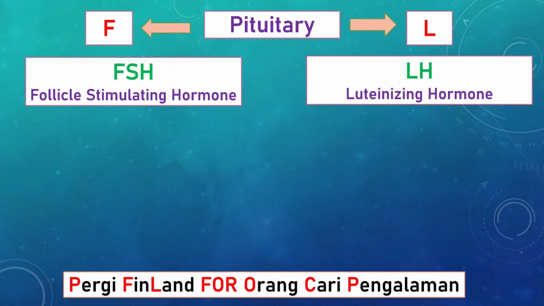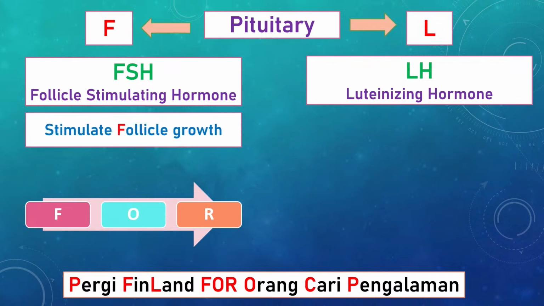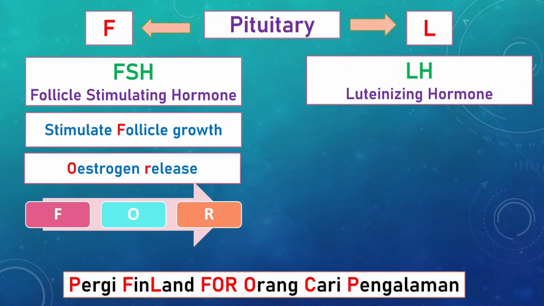Now let's focus on FOR. FOR is starting with F, which means we are talking about FSH. For FSH, teacher going to use short form FOR. The F here stands for follicle growth, and the OR stands for estrogen release. So FOR for FSH, follicle growth and estrogen release.